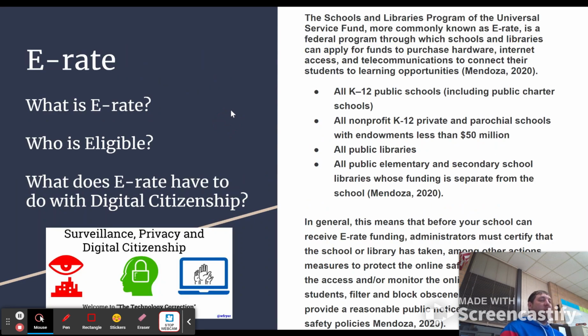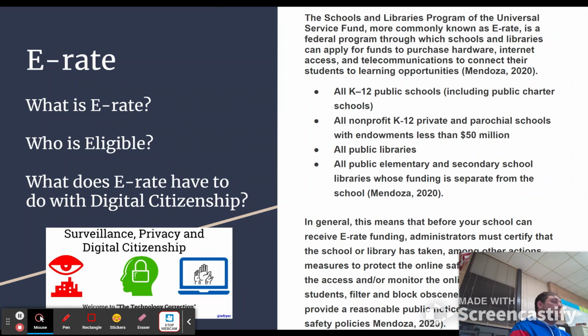The next thing that we're going to talk about is E-rate. And there's 3 main questions I got out of the article by Mendoza in 2020. And the first one is, what is E-rate? The second question was, who is eligible for E-rate? And then the third one was, what does E-rate have to do with digital citizenship? So to answer the first question, I found a very good quote by Mendoza.